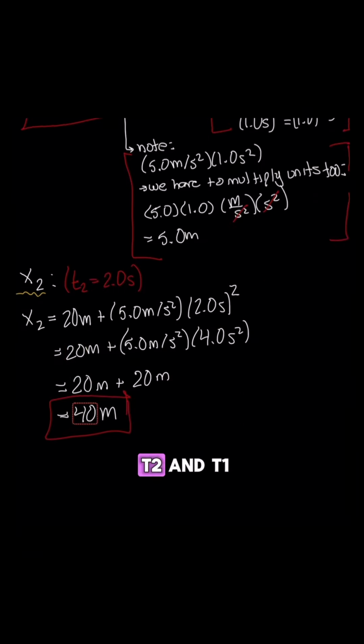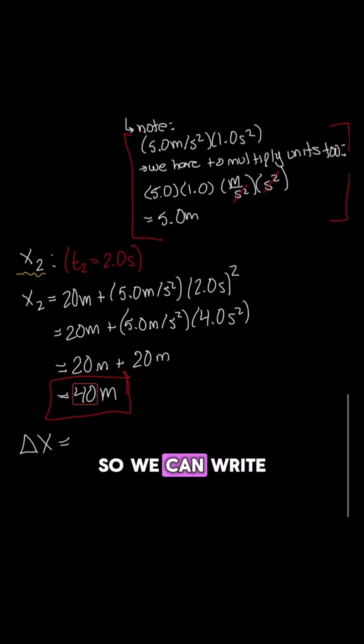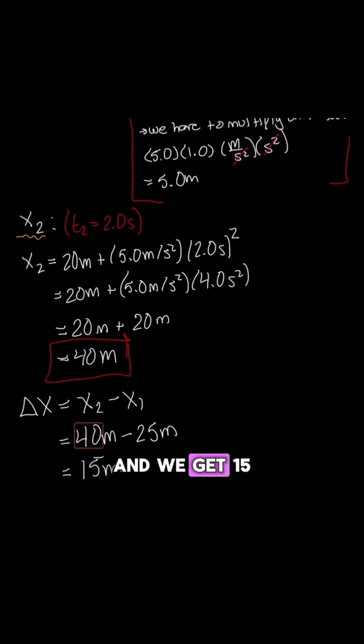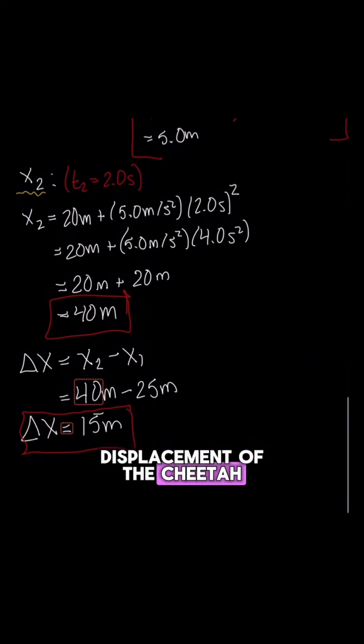So now that we have the positions at t2 and t1, we can now find the displacement. So we can write down the displacement equation and then plug in our values, and we get 15 meters as the total displacement of the cheetah during that time period.